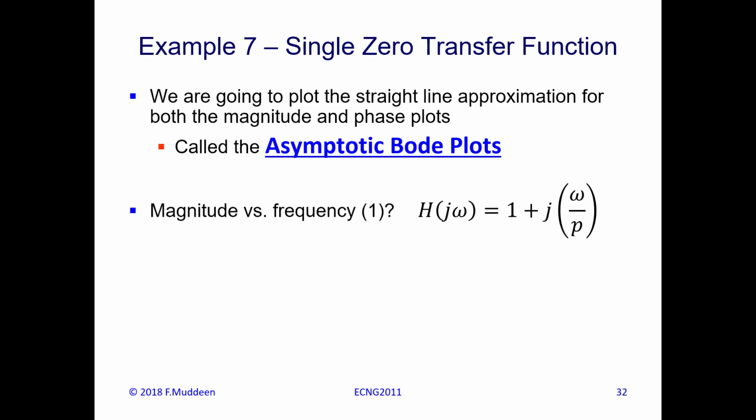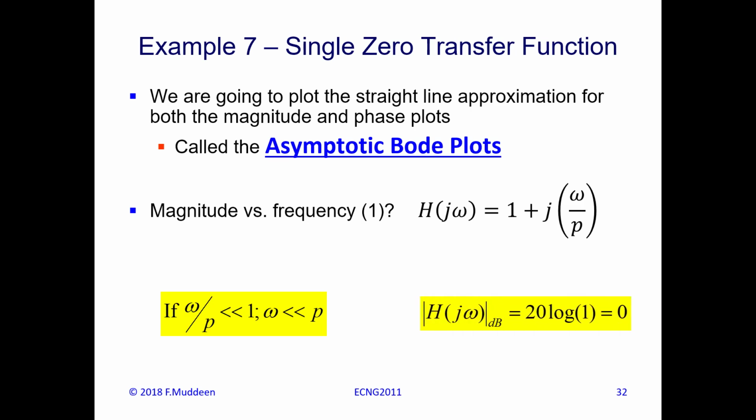So if we think of our magnitude versus frequency here, and we consider our three conditions from before, where omega divided by p is much less than 1, where omega is much less than p, we're basically going to get that at this point it's going to be 20 log 1 again, which is going to be 0.